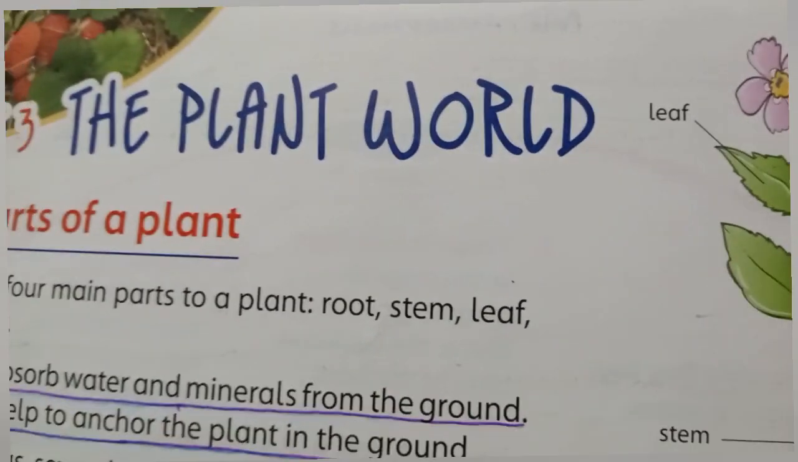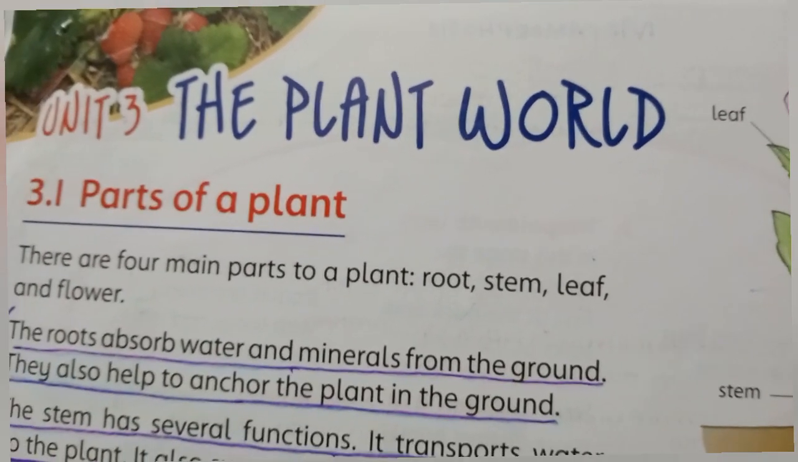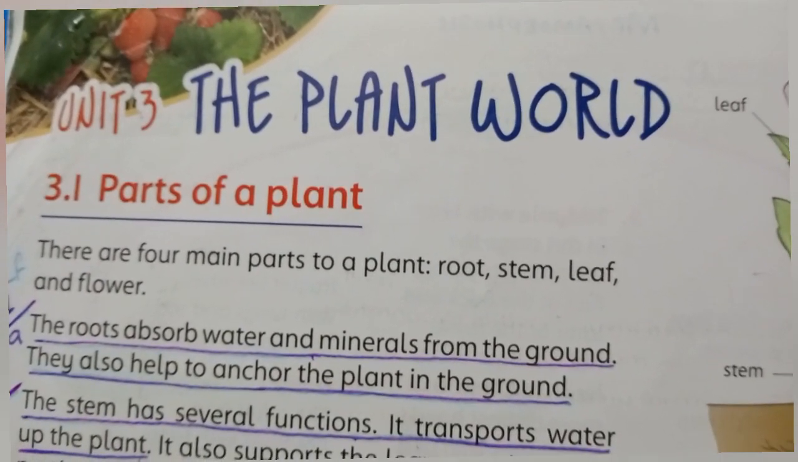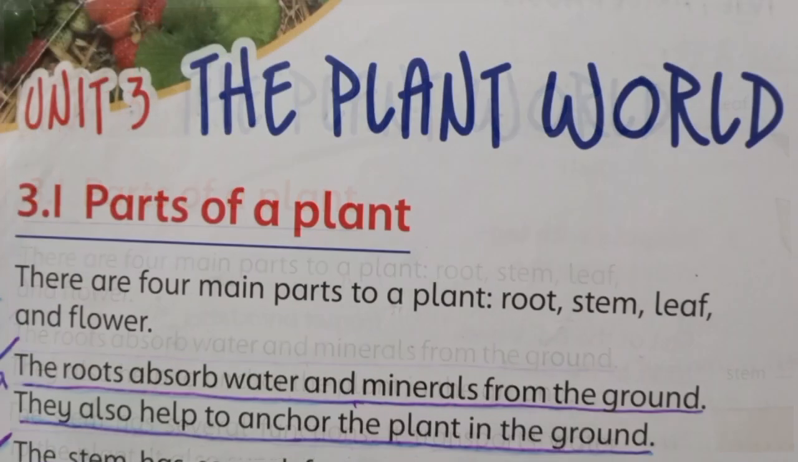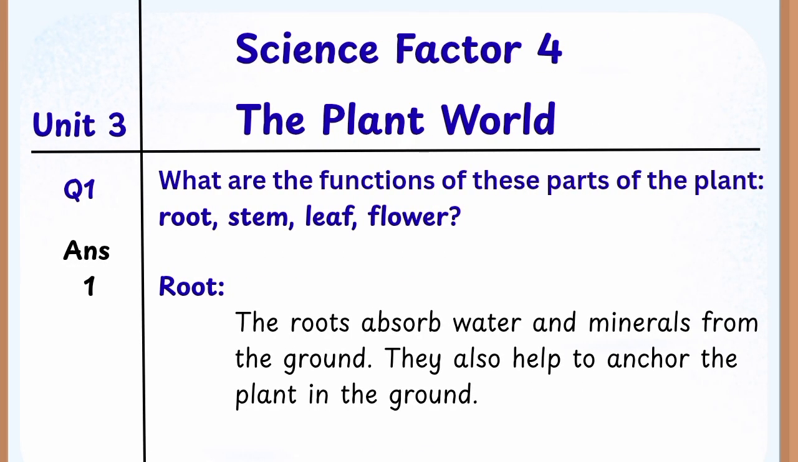Today, in our science factor for grade 4, we'll note down answers for unit number 3, and the title for the unit is The Plant World. Beginning with question number 1, what are the functions of these parts of the plant? Root, stem, leaf, and flower.